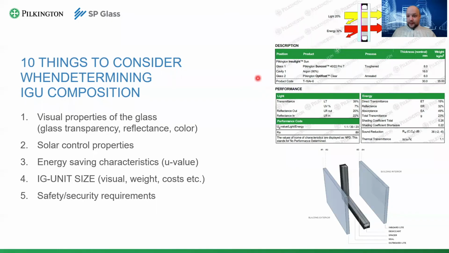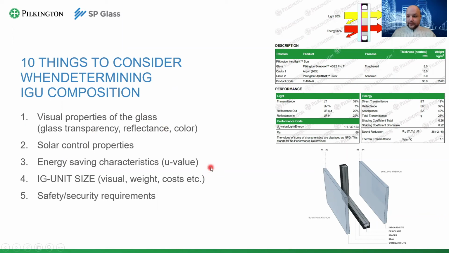So we start with what you need to take into your mind when you're designing an IG unit composition. First, where to start? Well, obviously, we start with the visuals of your glass, along with energy performance, meaning the first three: solar control, U-value, and how you want your glass to look. That basically affects the choice of glass.